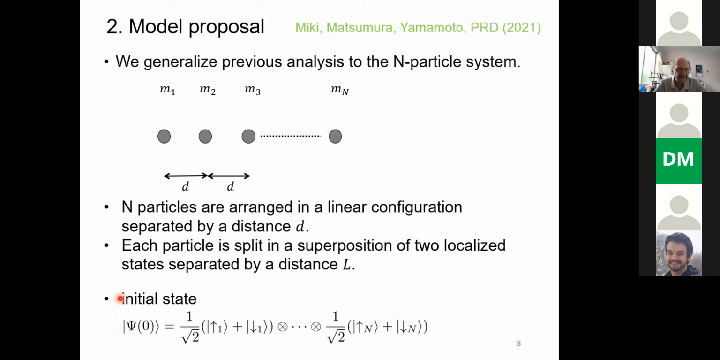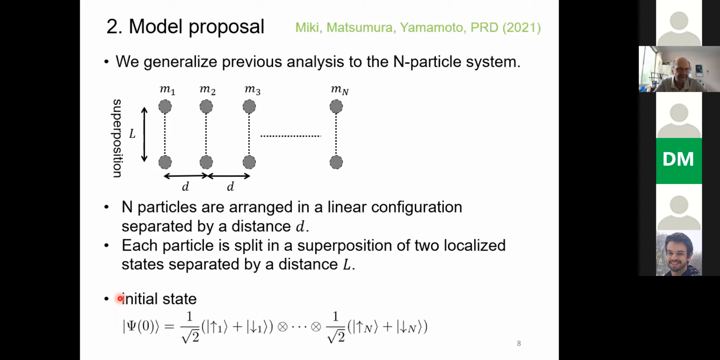Yeah, we assume each particle is prepared as a superposition separated by a distance L. And we assume that the wave packets of each particle do not spread. So the particle's position is localized.